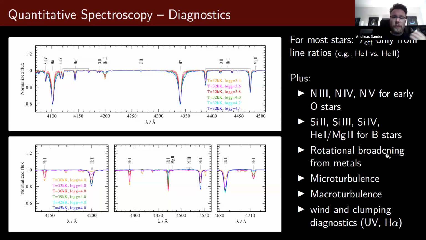We need to know the rotational broadening, which we like to use metal lines. We need to determine the microturbulence, the macroturbulence, and of course wind and clumping diagnostics.